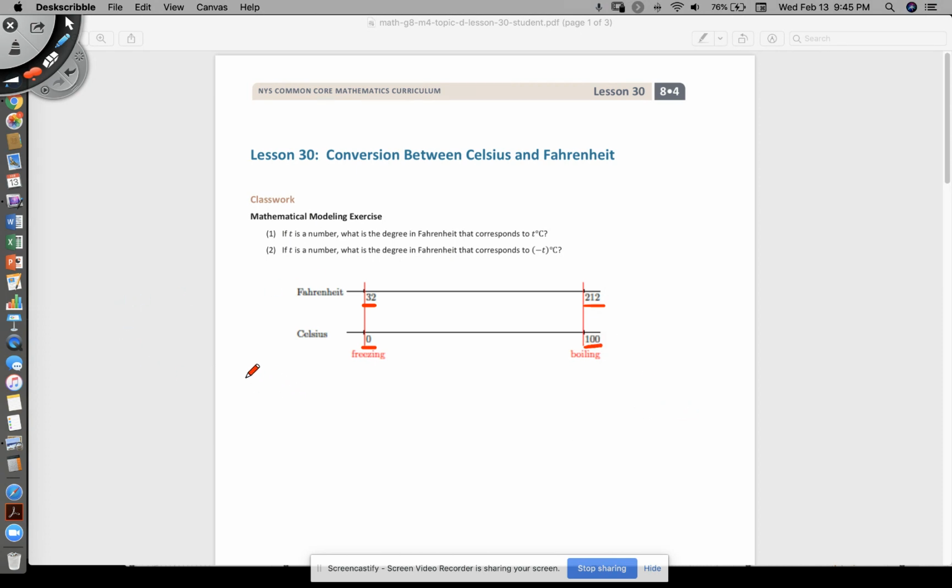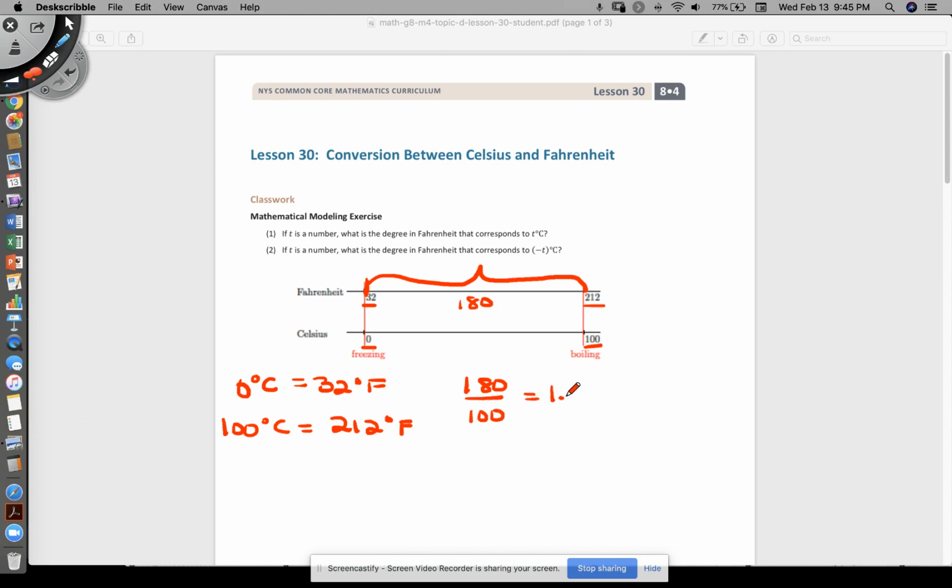So just to write down some information here on how to read this, we say 0 degrees Celsius is the same as 32 degrees Fahrenheit. 100 degrees Celsius is the same as 212 degrees Fahrenheit. Now, if you notice, between this point and this point, it's 180 degrees. So if I say 180 degrees divided by 100, I get a constant rate of 1.8.